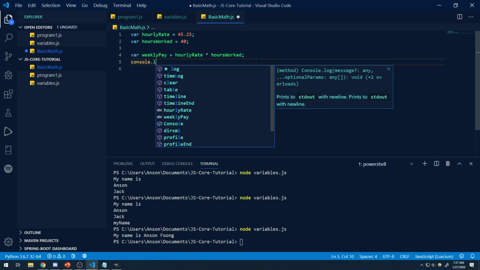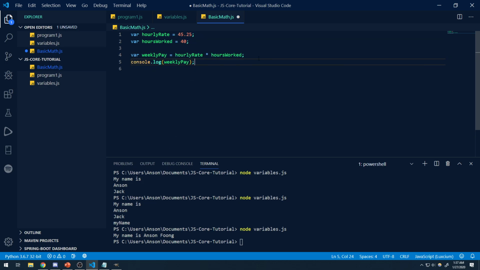Okay, so let's go ahead and console.log weekly pay, and let's print out a more detailed statement. So we're also going to apply our knowledge of string concatenation. We're going to create a string. This is a string literal, okay?